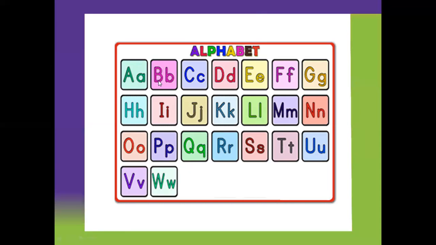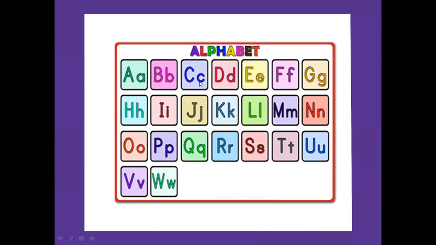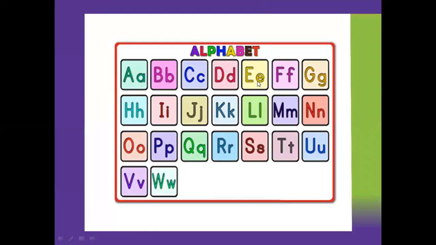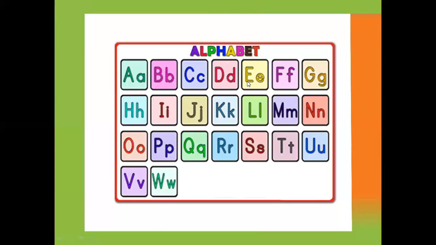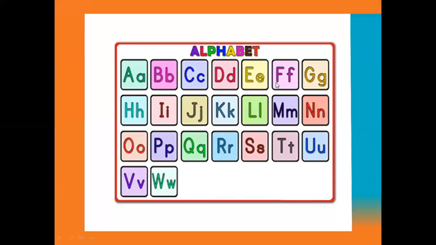B, capital and this one is small. B. C, this one is capital and this one is small. C, K. D, this one is capital and this one is small. D. E, this one is capital E and this one is small e. After E, our next letter is F. F, this one is capital and this one is small and its sound is F.